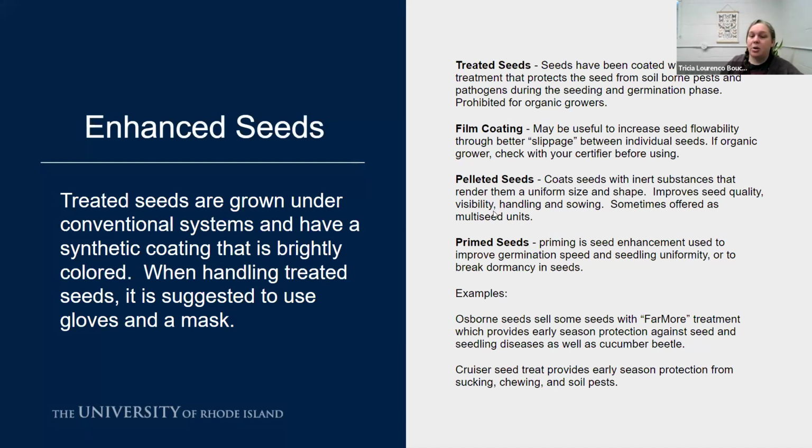Pelleted seeds are coated with an inert substance. It makes them so that they can be the same size and shape. This improves the seed quality as well, visibility, handling, and sowing. And they're sometimes offered as multi-seed units. Sometimes you'll find your beets have multiple seeds. They tend to have lower germination rates, so they pack in a couple extra seeds for you.